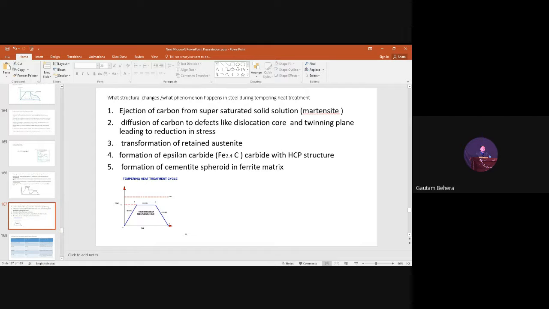There is a difference between cementite and epsilon carbide. Epsilon carbide is Fe2.4C, but cementite is Fe3C. Cementite has a different crystal structure, complex orthorhombic, but this one has an HCP structure, you have to remember. Then formation of cementite spheroids in ferrite matrix. So these things will happen according to the temperature. Suppose you are raising the temperature from room temperature to high temperature, like up to 700 degrees centigrade, this phenomenon will occur one by one.